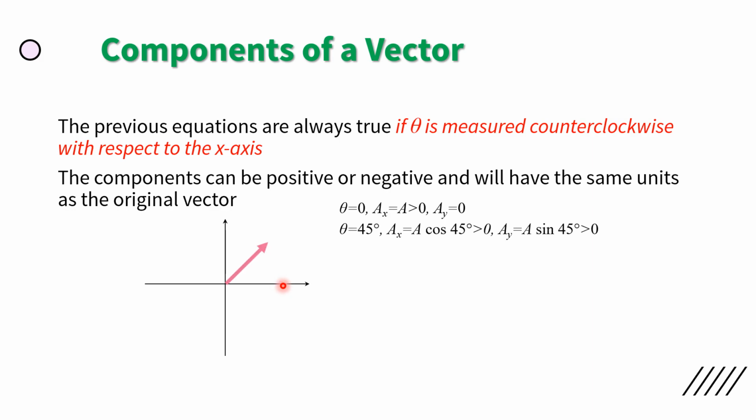So this is the case wherein theta equals 45 degrees, meaning to say it is midway between the positive x-axis and the positive y-axis. So in here, A sub x can be obtained using this equation. We have A cosine 45 degrees, and A sub y is equal to A sine 45 degrees.